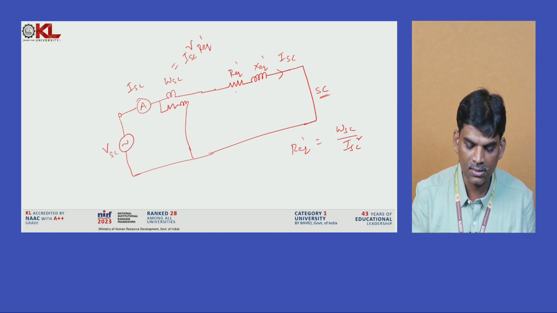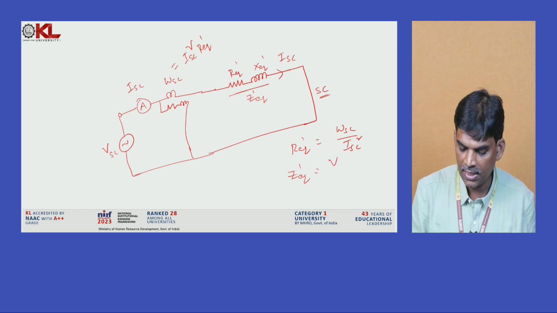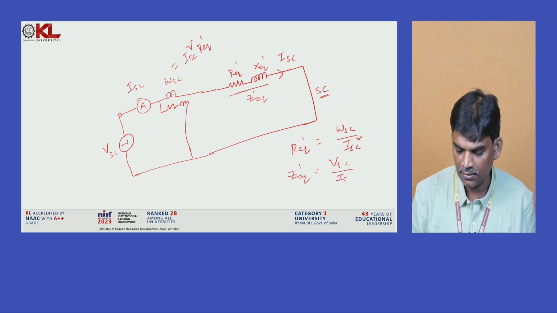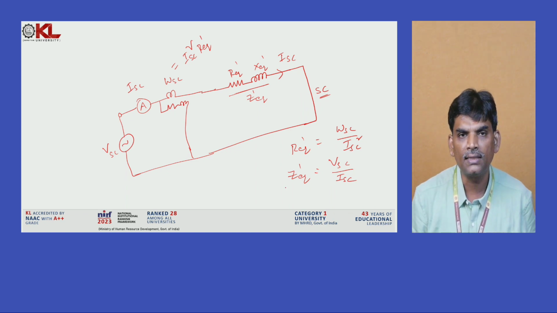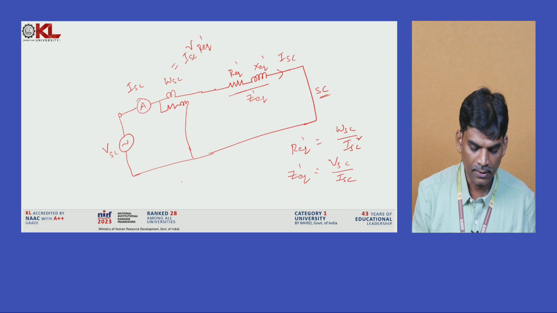Across this impedance we connect the voltmeter and ammeter. We get VSC and ISC, so the total impedance, called Z equivalent dash, is equal to VSC by ISC. By using this formula we calculate the total impedance of the winding, and R equivalent dash is already known. Once you know these two parameters, the other parameter X equivalent dash can be found.